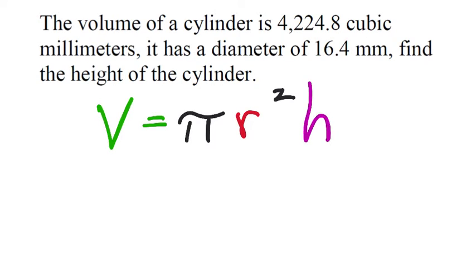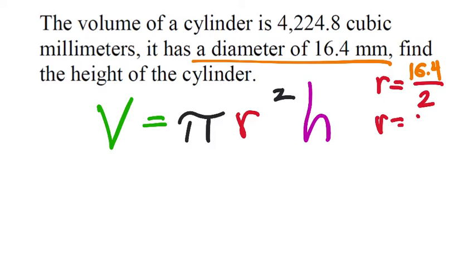And yeah, this one we're solving for the height. But they didn't give us the radius, did they? Well, they kind of did indirectly. It's just in a diameter format. So if I want the radius, I'm going to take my diameter, 16.4, and I'll have to divide it by 2, which means my radius is 8.2 millimeters. So I can go in and replace my radius with 8.2.